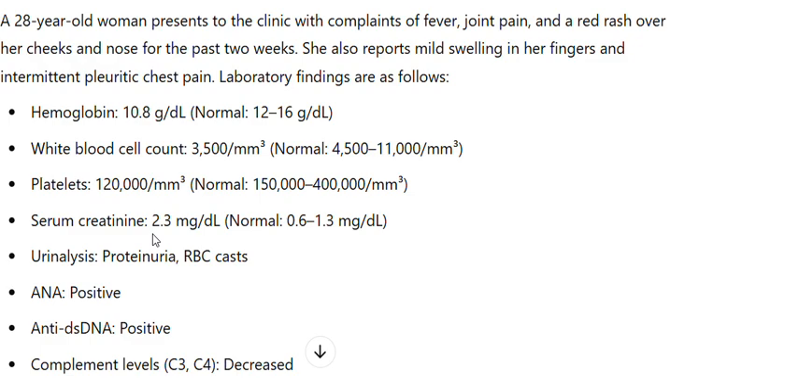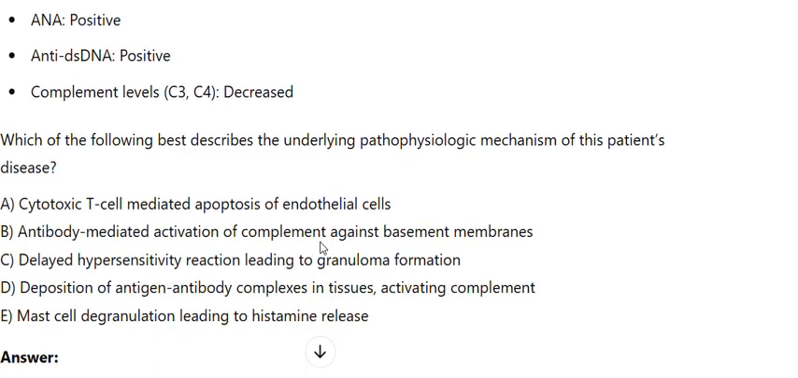Which of the following best describes the underlying pathophysiologic mechanism of this patient's disease? A. Cytotoxic T-cell-mediated apoptosis of endothelial cells. B. Antibody-mediated activation of complement against basement membranes. C. Delayed hypersensitivity reaction leading to granuloma formation. D. Deposition of antigen-antibody complexes in tissues activating complement. E. Mast cell degranulation leading to histamine release.